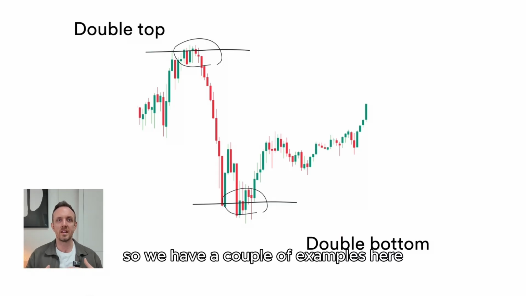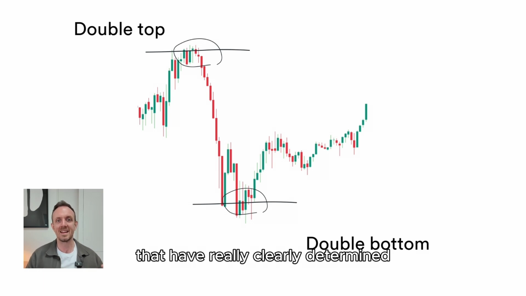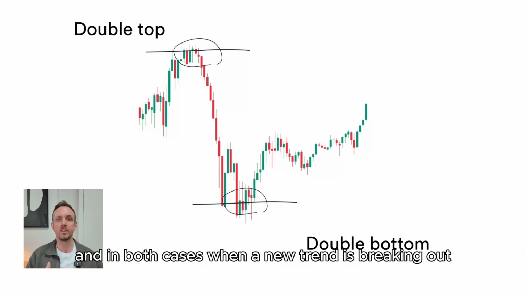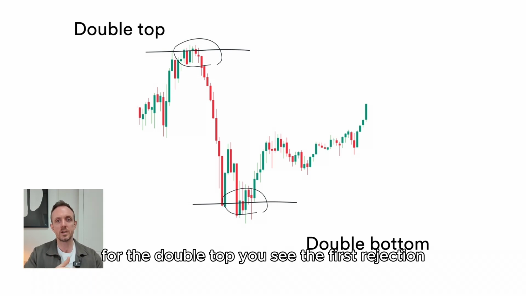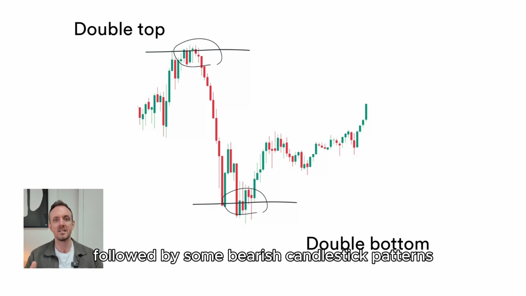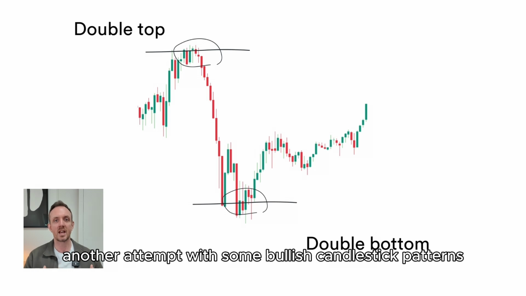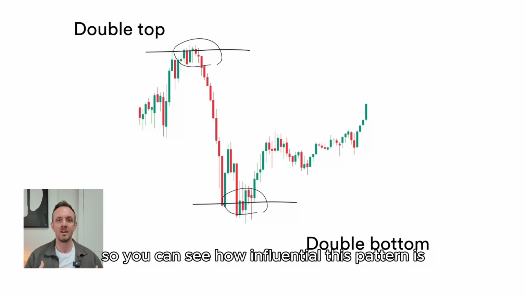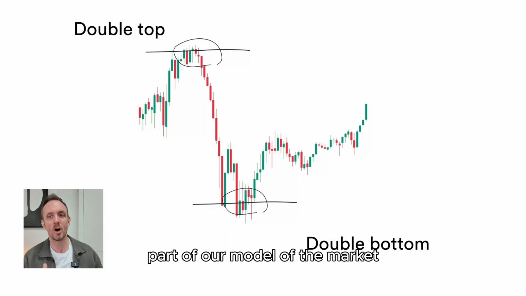So we have a couple of examples here. You can see in this chart a double top and a double bottom that have really clearly determined when the trend is finished, and in both cases when a new trend is breaking out. So for the double top, you see the first rejection followed by some bearish candlestick patterns. For the double bottom, you see the first rejection, another attempt with some bullish candlestick patterns, and then the price changes. So you can see how influential this pattern is, and it should form an important part of the price part of our model of the market.